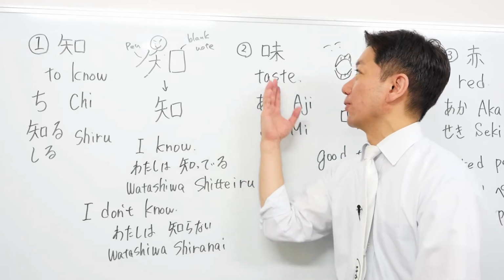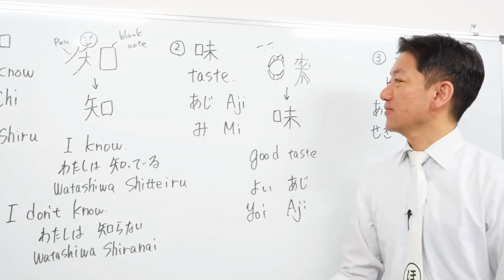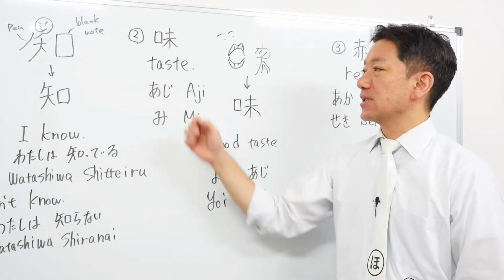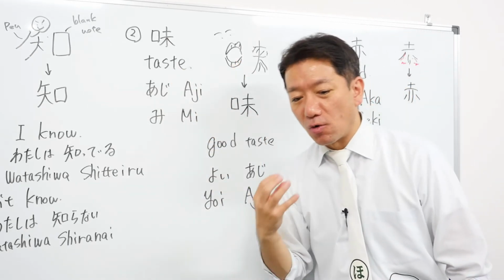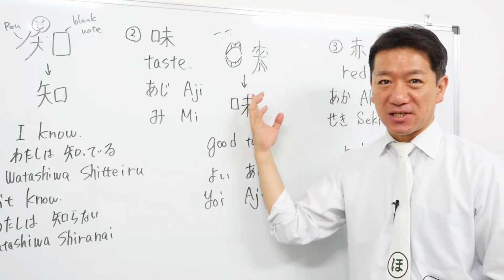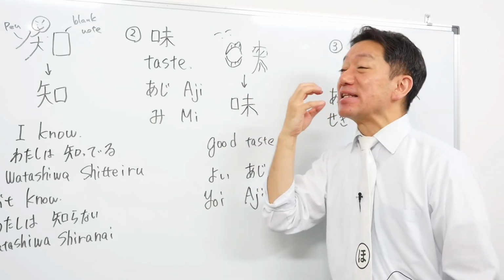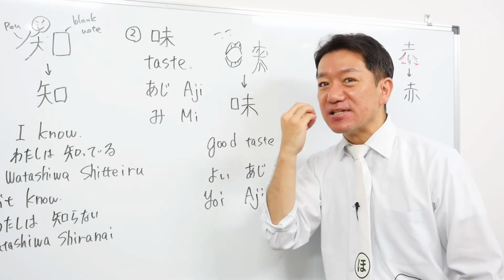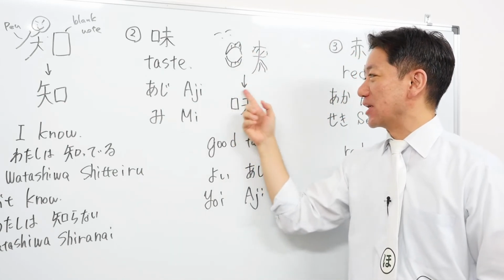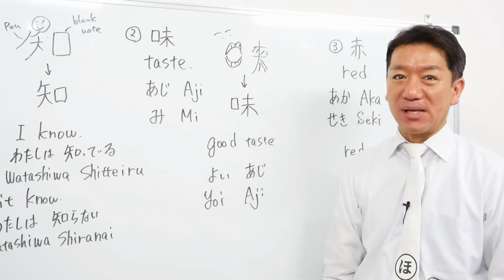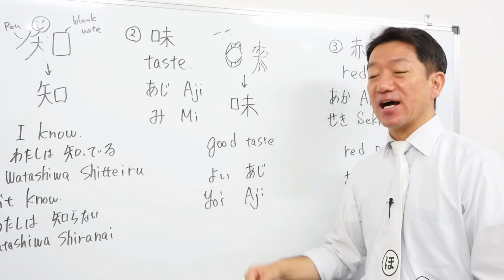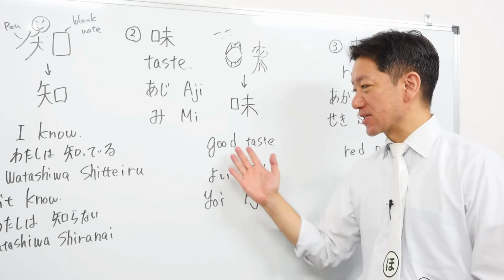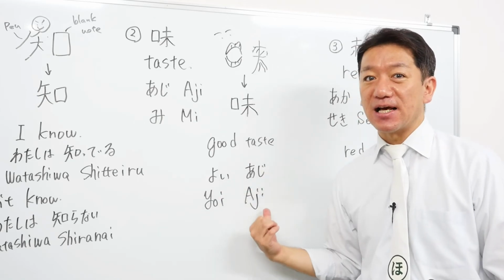And the second one, 味, which means taste in English. How to remember this kanji: you're about to eat something, about to taste something. This image can be transformed into this kanji, 味 or mi. For example, good taste, 良い味. Good is 良い, and taste is 味.